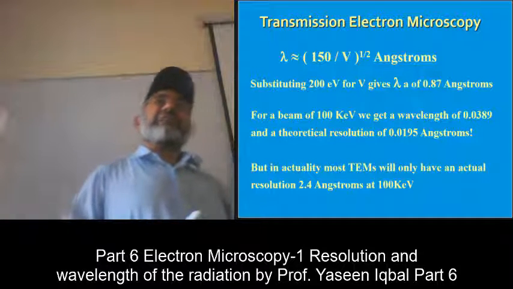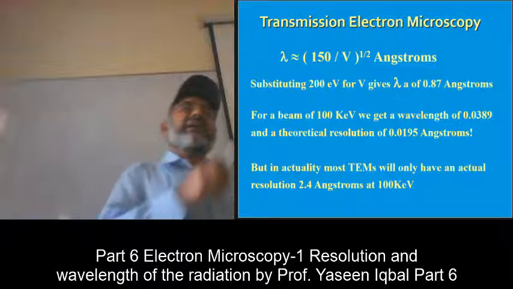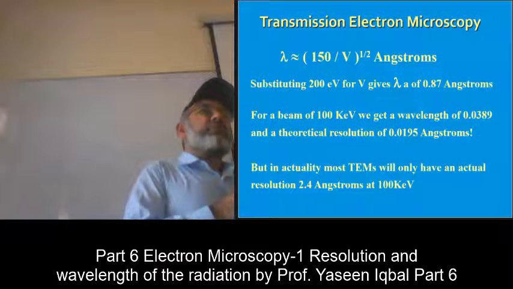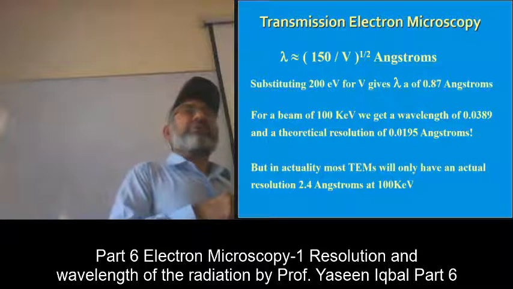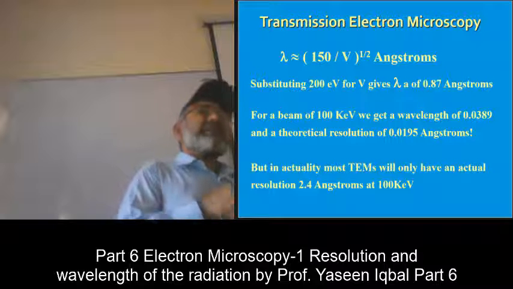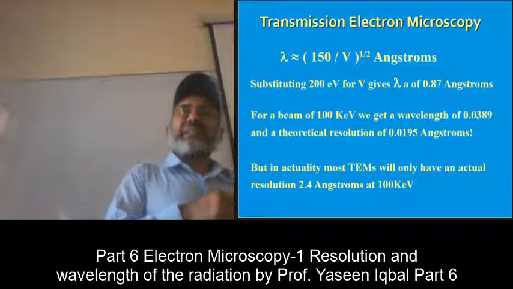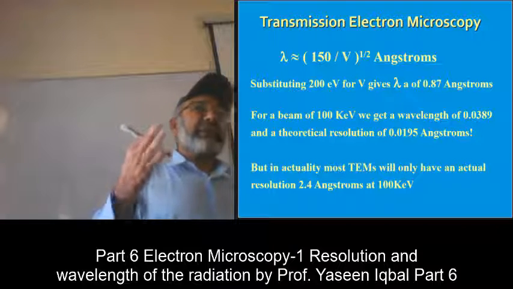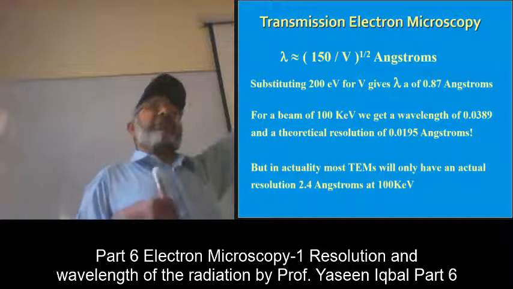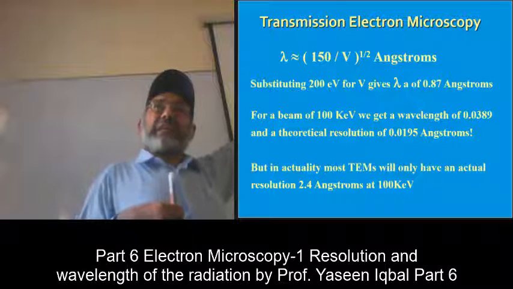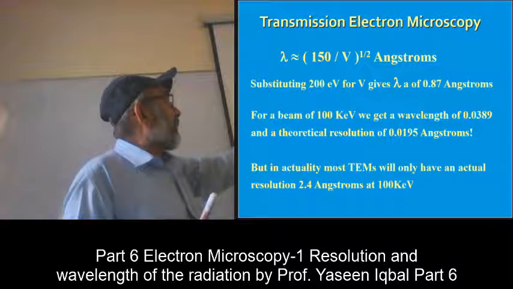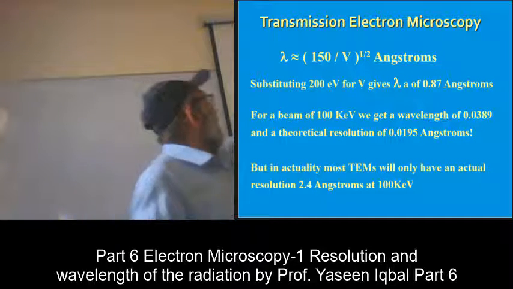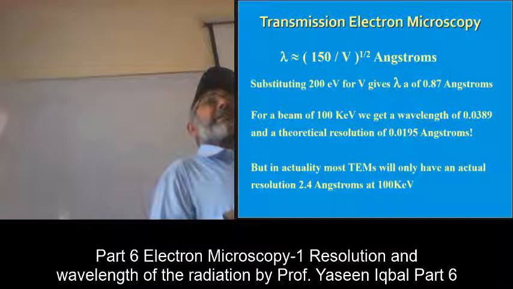I said in the previous slide that the angle is so small that you can't play more with that. The refractive index of the vacuum is 1. You can't play with that. The only thing which you can play with is the wavelength of the electron beam. And the wavelength of the electron beam is solely dependent upon the V.